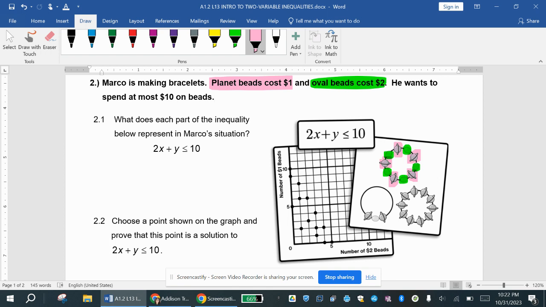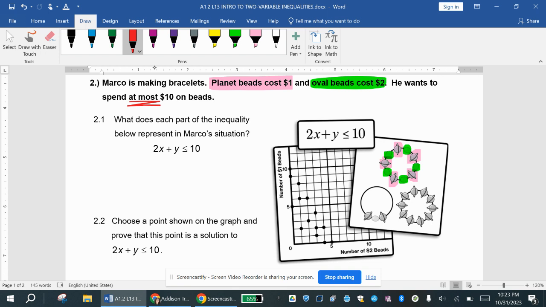Okay, it also mentions that he wants to spend at most $10 on beads. So think about it. What does at most mean? Does that mean he wants to spend more than $10? Does that mean he wants to spend less than $10? Can he spend exactly $10? So you should already start thinking what inequality, right, applies.